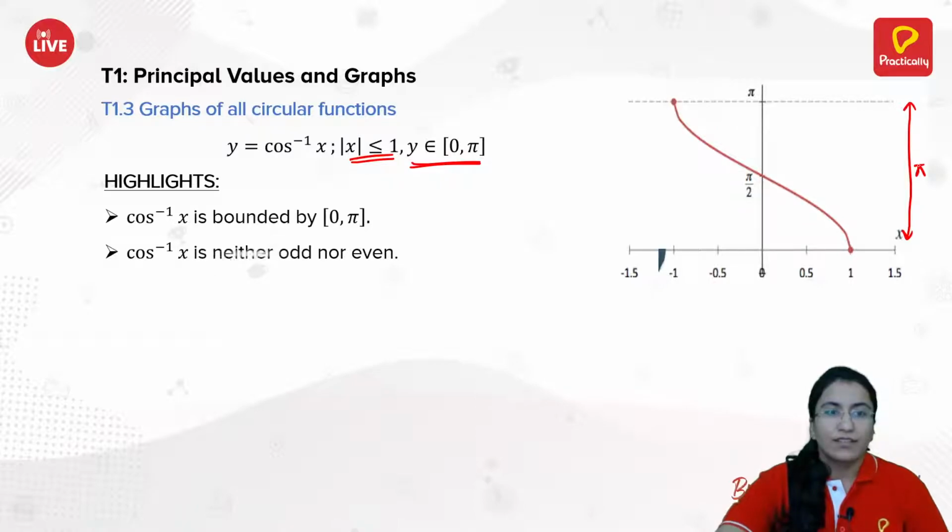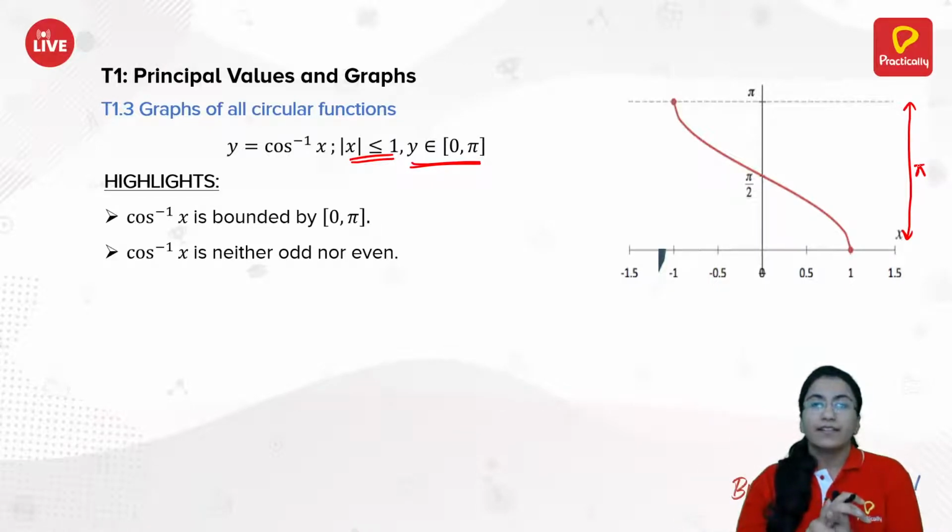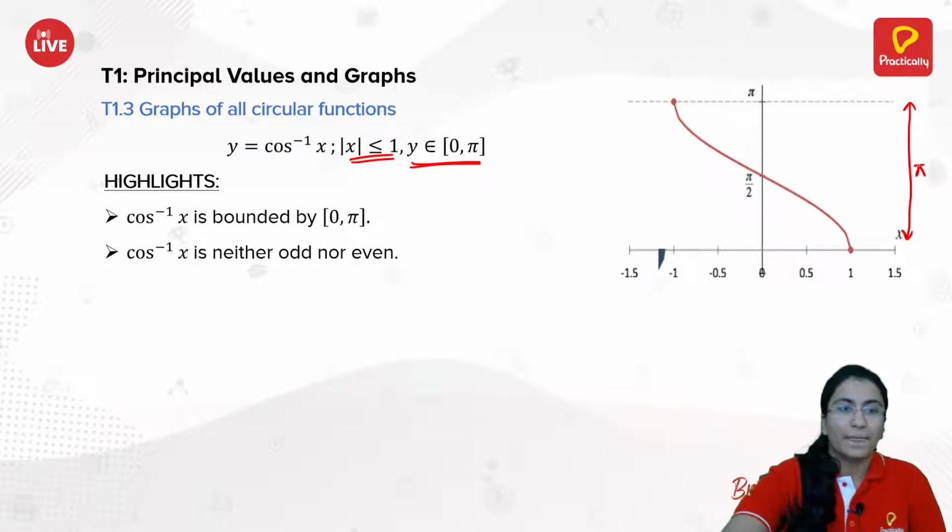Next, cos inverse x is neither odd nor even, because you can see that it is neither symmetric about the origin nor symmetric about the y-axis, so it is neither odd nor even.